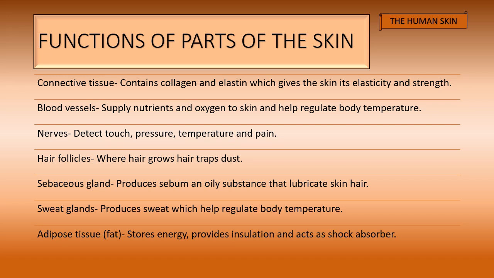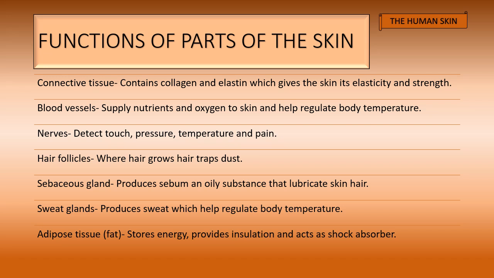The other one is the nerves. Nerves help in detecting touch, pressure, temperature and pain, and then send this information to the brain. The other one is the hair follicle. This is where the hair grows, and this hair helps in trapping dust and also helps in regulating body temperature. The other part is the sebaceous gland. It produces sebum. So what is sebum? Sebum is an oily substance that lubricates the skin and hair.